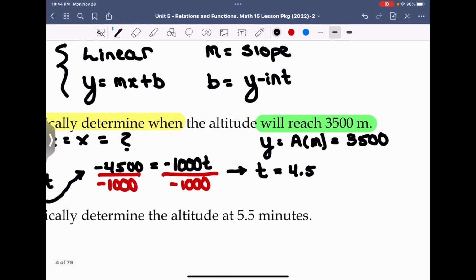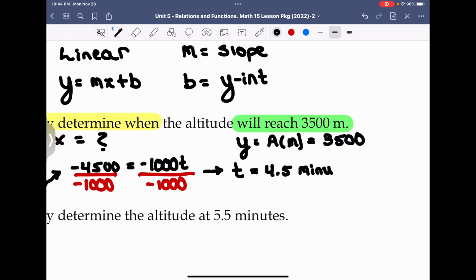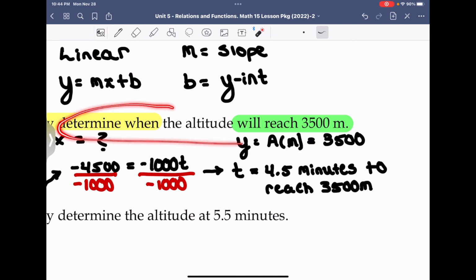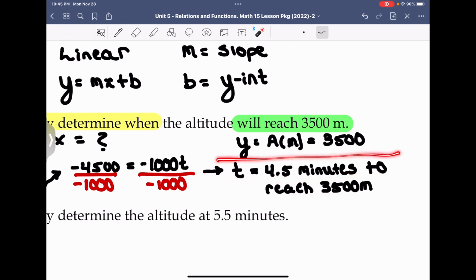What is this? It is the amount of minutes to reach 3,500 meters. Remember what we said about the last problem: you can take the information that they give you in the problem and use it as a way to answer your problem or give your problem context. What did we solve for? We determined the when, and the altitude at this specific when, or time value, was 3,500 meters. So our answer then becomes 4.5 minutes to reach that 3,500. And that sentence gives context to the problem and tells me exactly what we're solving for.